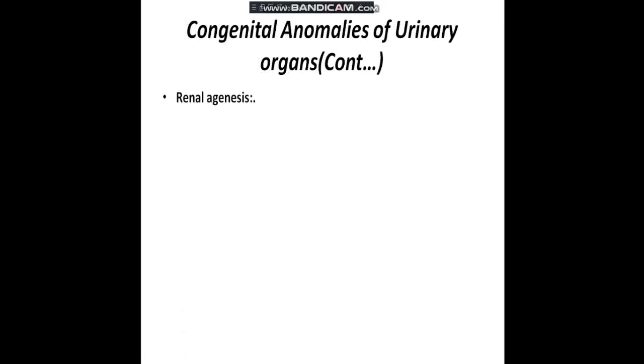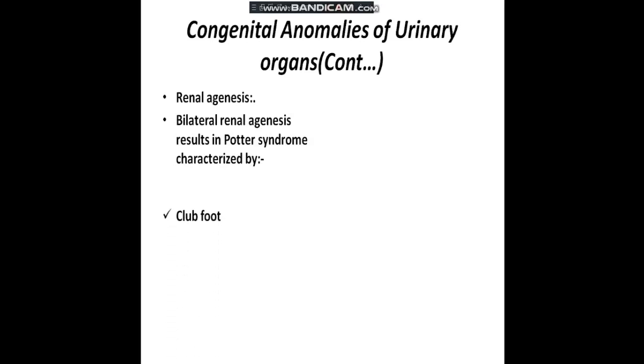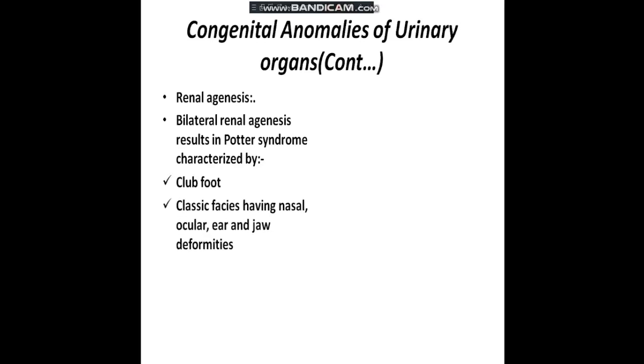Renal agenesis. When the kidney fails to develop, sometimes there can be unilateral renal agenesis, and whenever there is unilateral agenesis, this cannot cause any problem unless the other kidney is not functioning normally. Sometimes both kidneys can fail to develop. That is known as bilateral renal agenesis, and this is associated with a syndrome known as Potter syndrome, characterized by clubfoot, classic facies having nasal, ocular, jaw and ear deformities, and pulmonary hypoplasia. This happens because of the oligohydramnios.